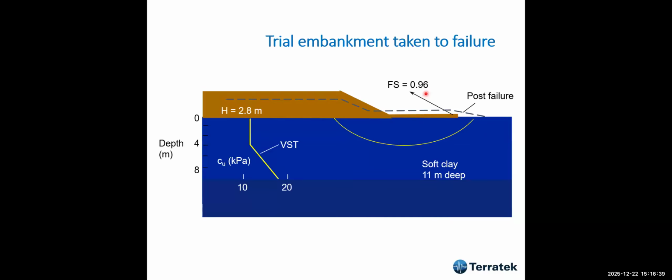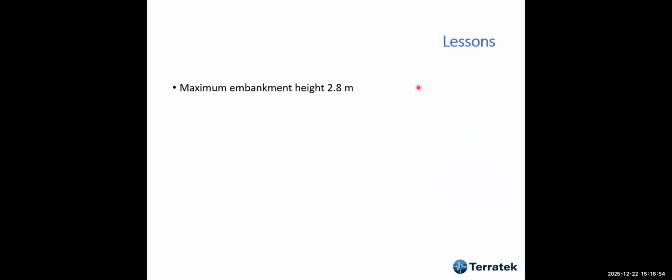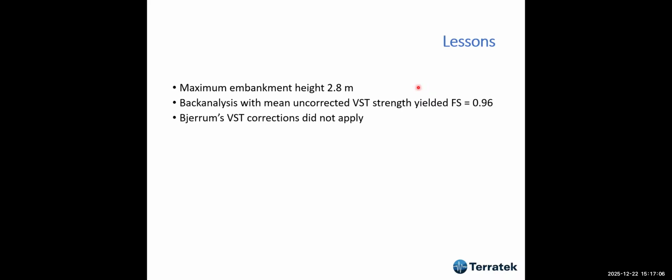0.96 with the back analysis. So the conclusion at the time was that if we use the mean VST profile, we can get something close to 1. And the lesson: the maximum embankment height was 2.8 meters. The back analysis with mean and corrected VST strength yielded a factor of safety of 0.95. And Bjerrum's VST correction did not apply. That was defined at the time.